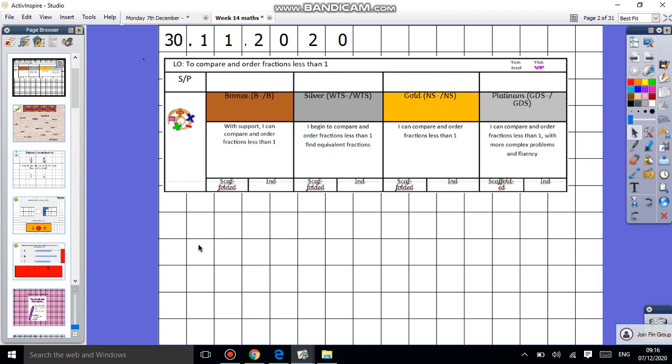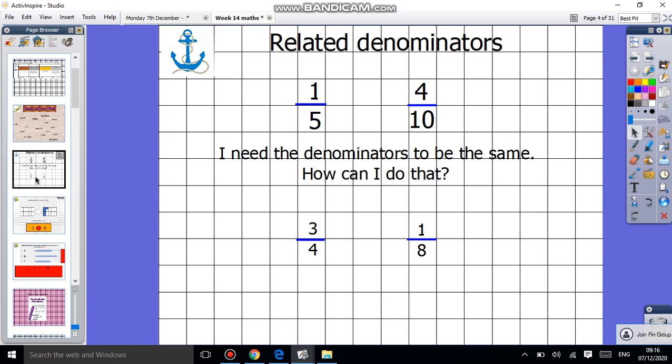Okay everyone, it's time to move on to maths. Today we're going to be looking at comparing and ordering fractions less than 1. So let's dive right in. So we've got 1/5 and 4/10. And we need to find out which is bigger.